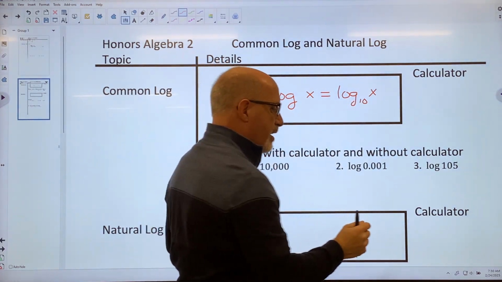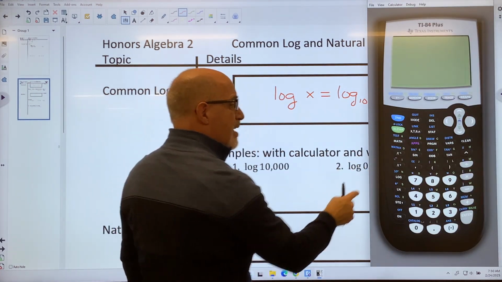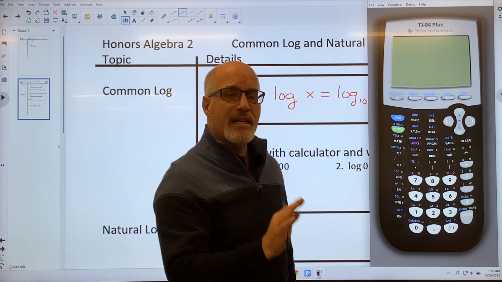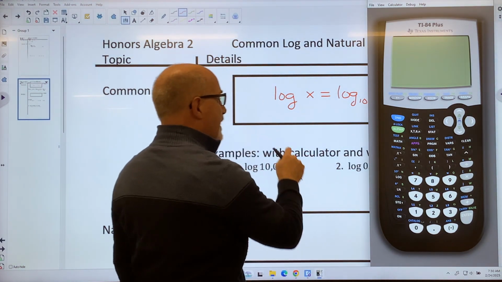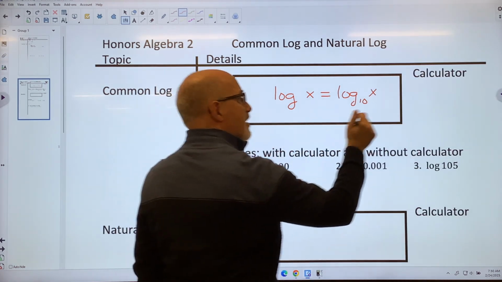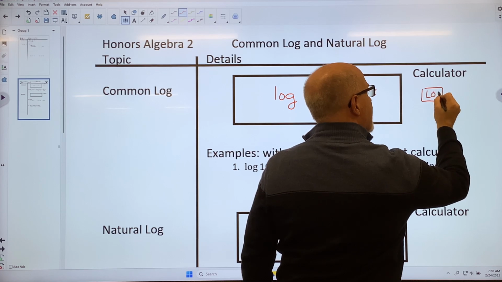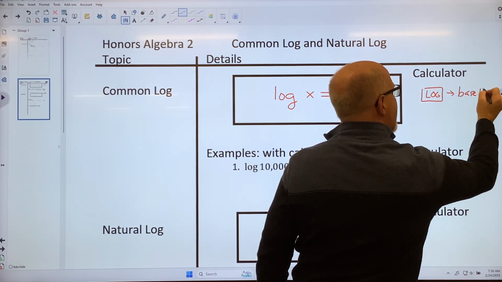And when we look at our calculator buttons here, there's a log button right there that has no base on it. That is log base 10, just so we're clear on what that is. So be aware that there is a log button, and that means that it's base 10 when we see that.